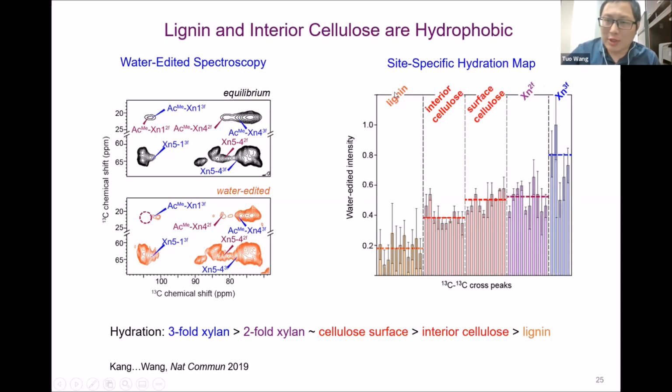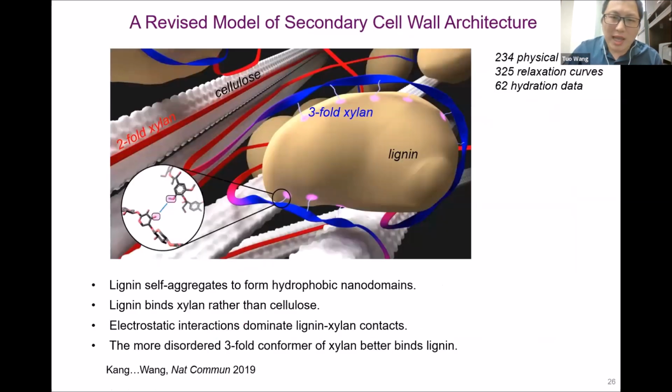Previously, we have shown tens of intermolecular cross peaks between lignin and the threefold Xylan. How could they still retain fully different dynamics and hydration? That can be explained by one type of structural model in which the aromatics within the lignin self-aggregate to form nanodomains that are large enough to retain their unique dynamics and hydration.